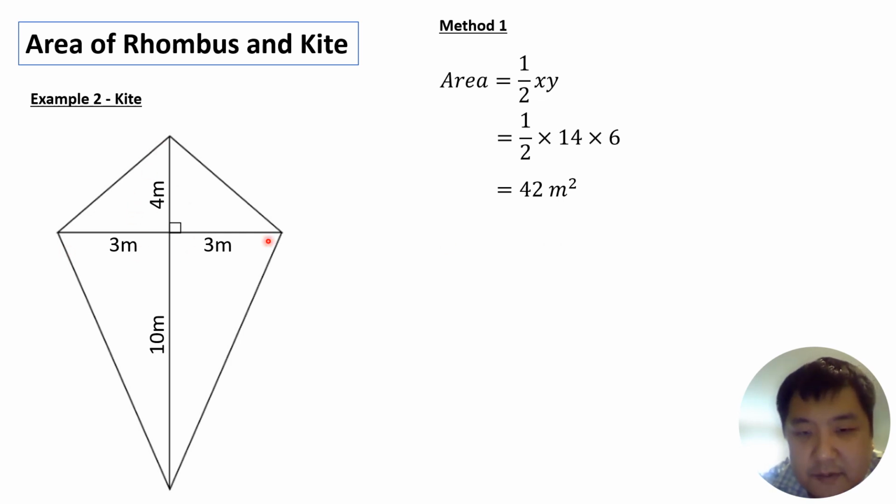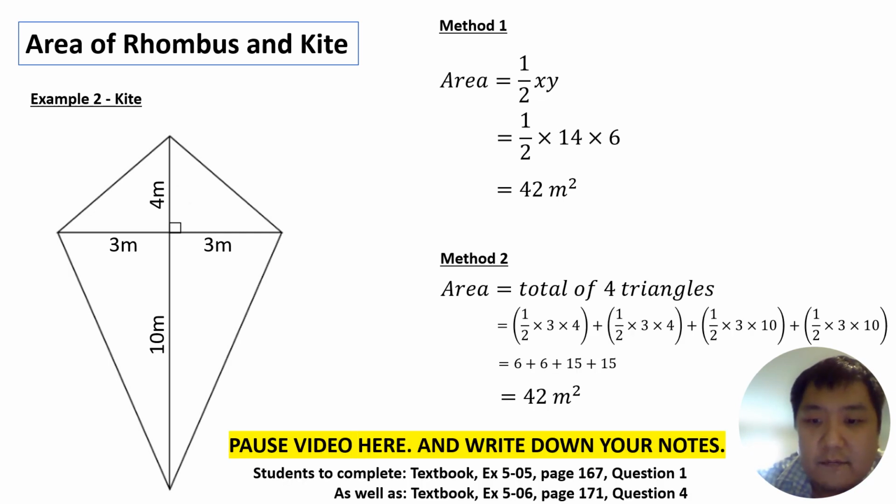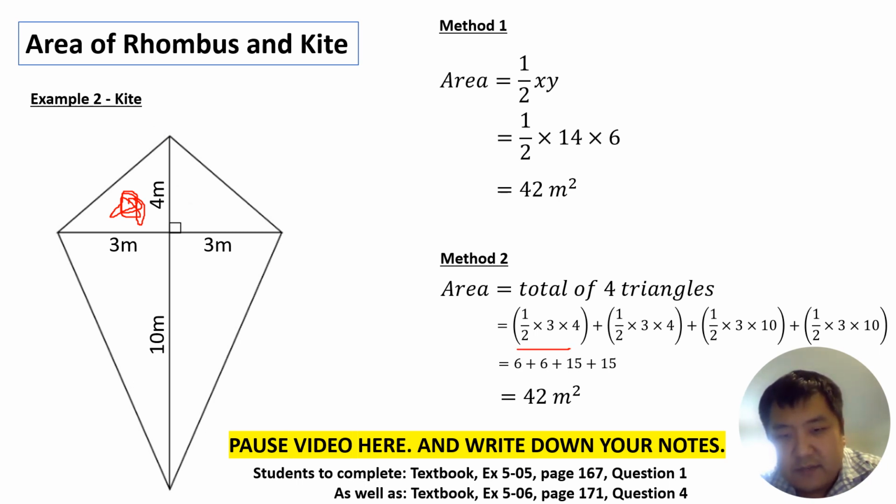Now in this case, because they give you the length of each section, you can also do the question the longer way. The longer way was to find the area of each triangle. Okay, so this triangle here, this area here, it's a 3 by 4 triangle. Therefore, the area is half times 3 times 4. Okay, and then this triangle here, same thing again, half times 3 times 4.